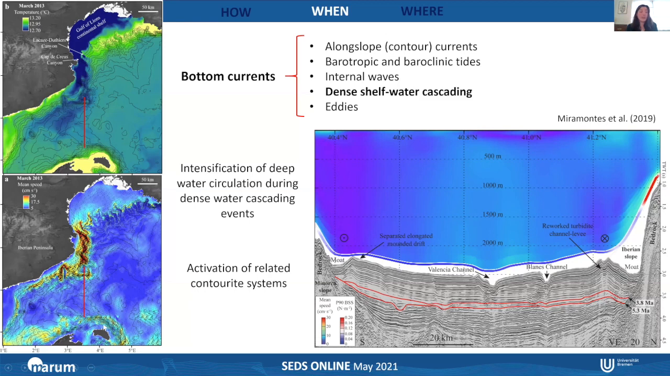And actually in this area, you can see here the profile, there is a moat and a separated mounded drift. There is the Minorca drift in this area. So that means that actually these events of dense shelf water cascading are activating the currents in the zone that are opposite of the basin, and maybe also favoring the formation of these contours.